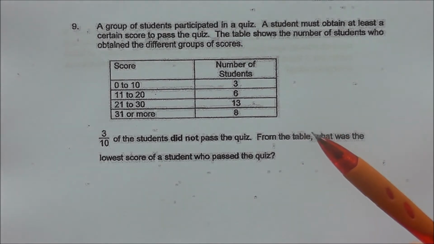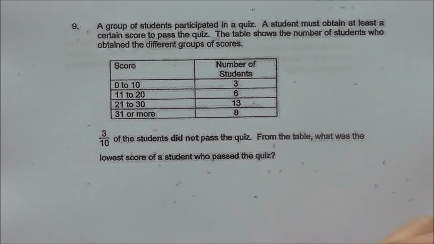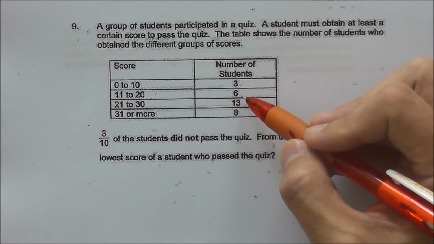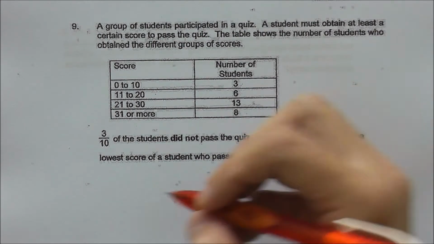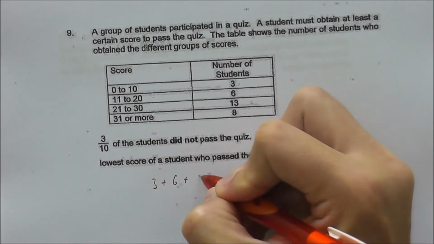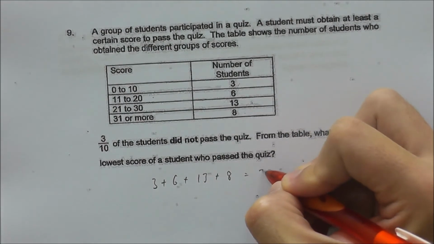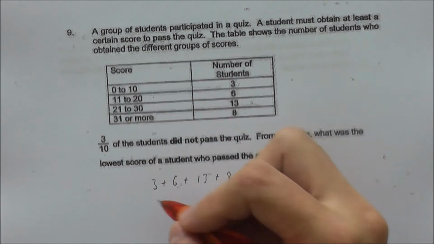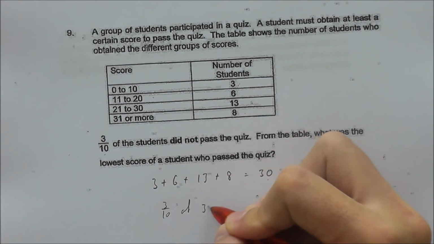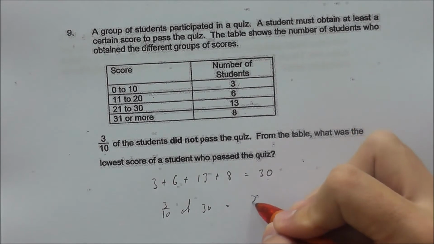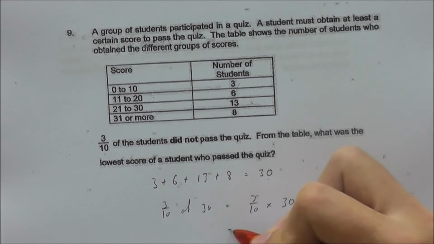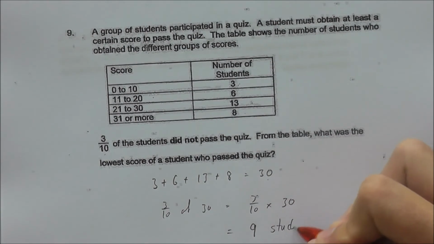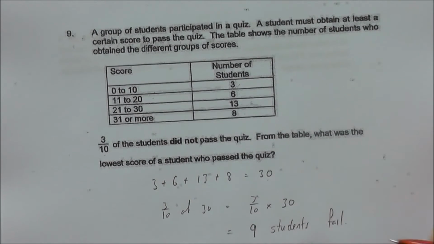Okay, so guys, how many is this 3 over 10 of the students? So let's find out what is the total. Total number of students, isn't it 3 plus 6 plus 13 plus 8? So let's calculate it. 3 plus 6 plus 13 plus 8. That will give us 30. Okay. What is 3 over 10 of 30? Guys, 3 over 10 of 30 is equivalent to, we just take 3 over 10 times 30. And that will be 9. So 9 students failed. Clear?